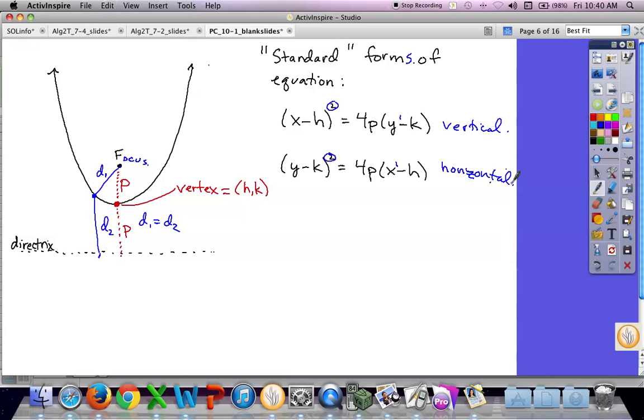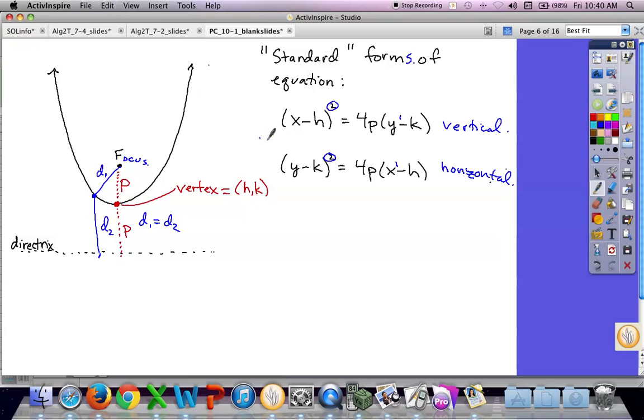Okay, so in those equations, we recognize our variables of x and y. We recognize the vertex of (h, k). And then we've got that p, right? P is right there. Again, we know what the p means. We look at the diagram: that's the distance from the vertex to the focus and from the vertex to the directrix.